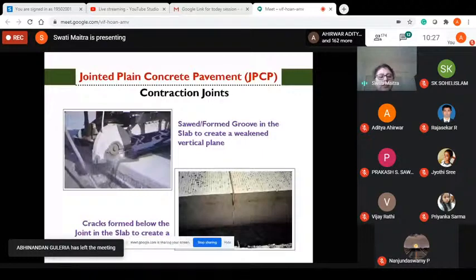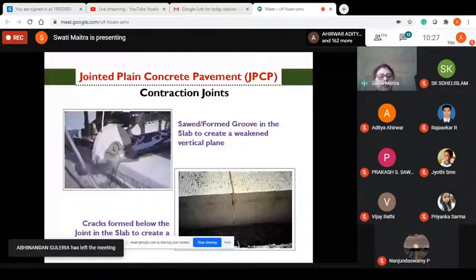Now, load transfer is an important consideration for concrete pavement performance. It is important to transfer the applied wheel load from one slab to the other slab, and it is actually an indicator of the performance of the pavement. The performance is expressed in terms of a parameter termed load transfer efficiency. Load transfer efficiency is the ability to transfer the load from one panel to the adjacent panel through the joint.